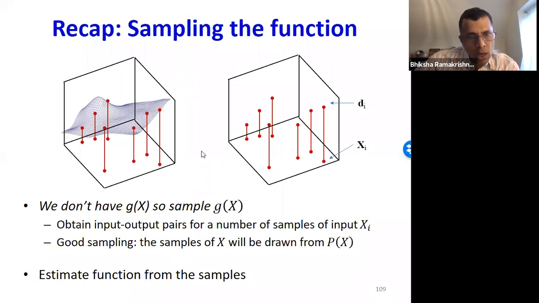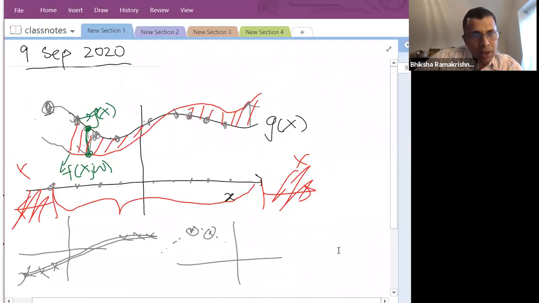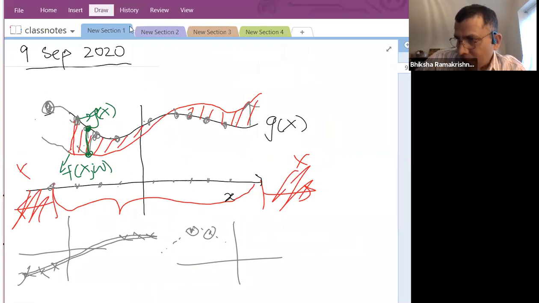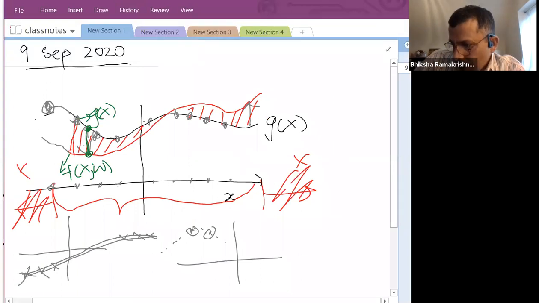And so what we will actually do is this. Instead of trying to minimize this entire area, we are going to define the divergence at every one of these points. So these are all the samples that we took. And we are going to compute the divergence between the actual output of the network and the desired output of the network at every one of these points, which is all of these lines.